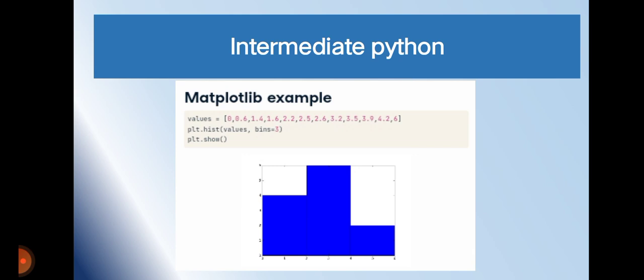Here is another example of matplotlib. For example, we have values ranging from 0 to 6. Basically, it's a histogram. What is a histogram? We will discuss it in other slides, but for now we have to know a matplotlib example. So here the values are 0 to 6, and there are 3 bins as we can see in the graph. And then we will show PLT, and we will get our expected result. So it's a simple matplotlib example.